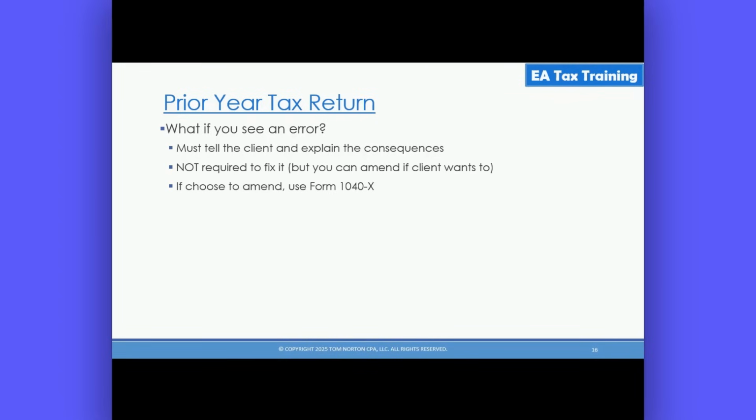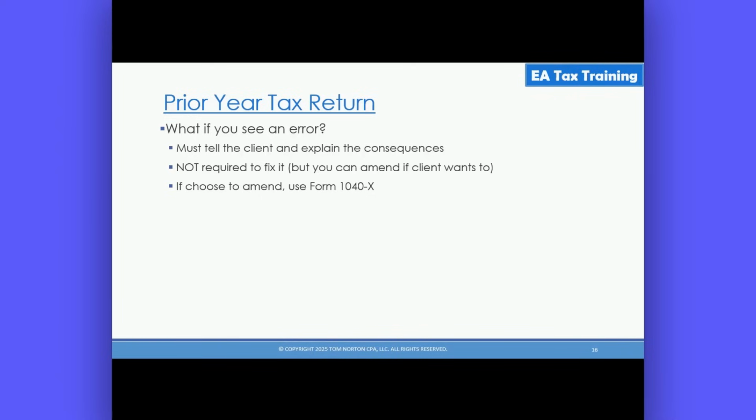But you explain that to the client, and then ultimately it is the client's choice about whether or not to amend last year's return and whether or not to fix it. It is not your choice. They will make that determination, and then you will abide by that. If they choose to amend it, you do so on a Form 1040X. And again, we'll get much more into that in later videos. But the main thing to remember here is that it is not your choice, it is theirs.